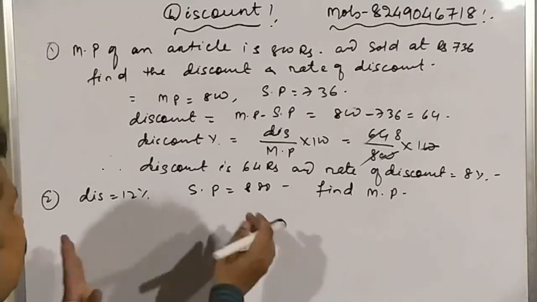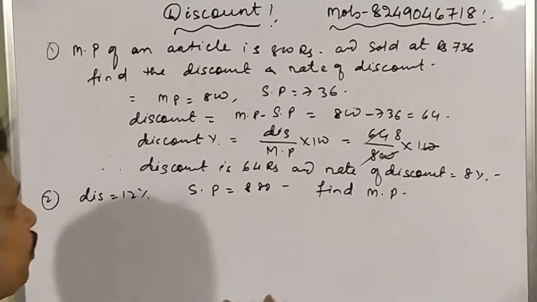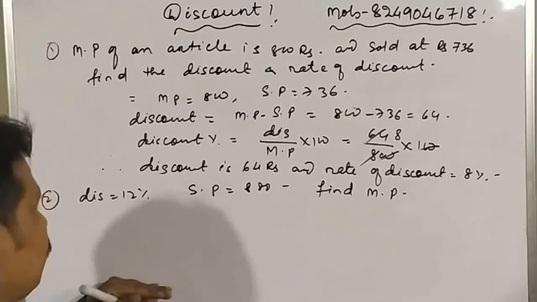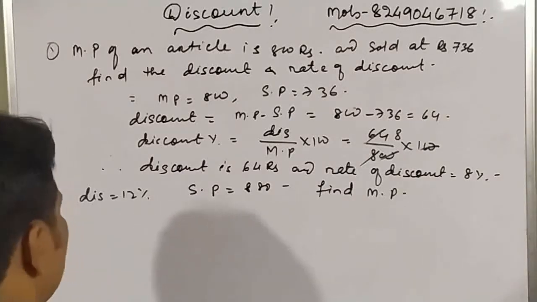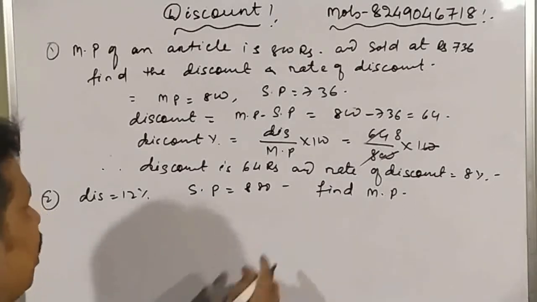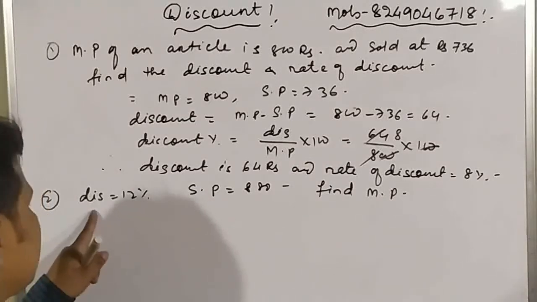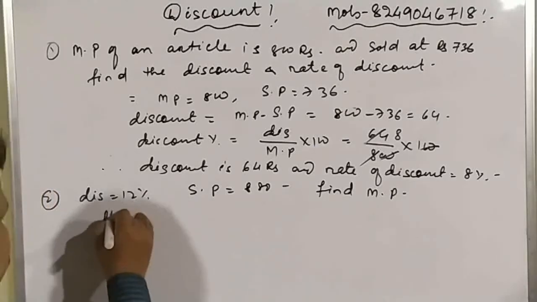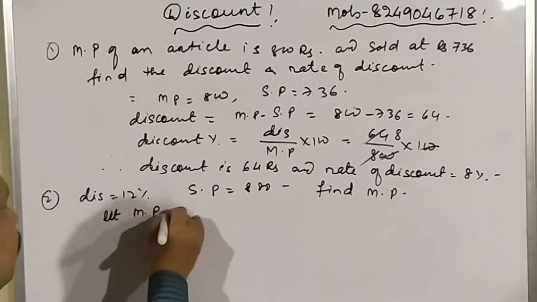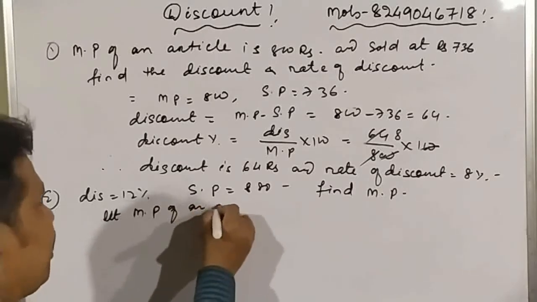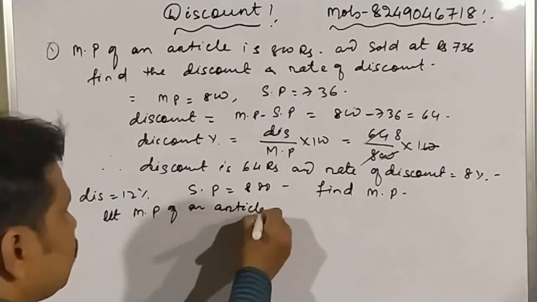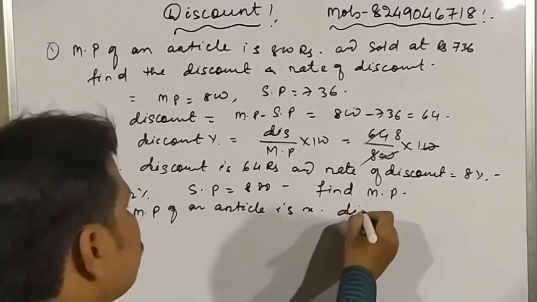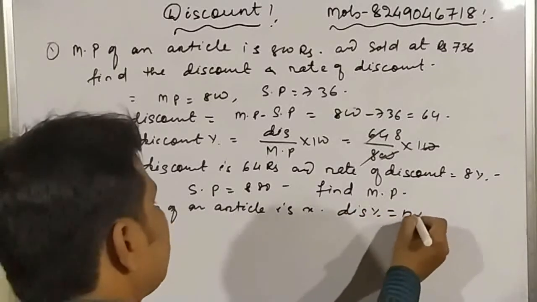Okay students, in these questions we can do it in two ways, by using the normal method and by using the direct formula. First of all, we will use the normal method. Here mark price is not given, and we always know that the discount percentage depends upon the mark price. So let the mark price of an article be X. So discount percentage is equal to 12%.